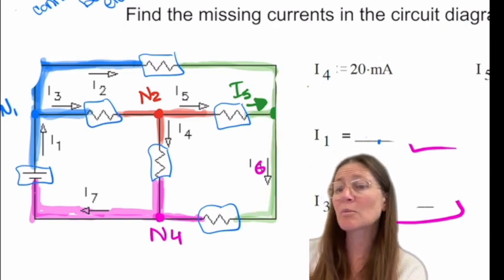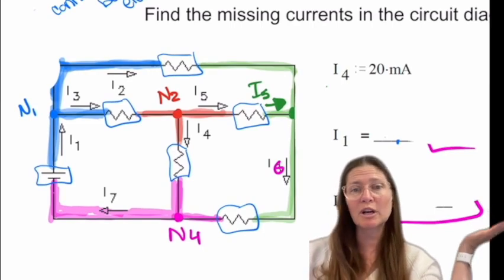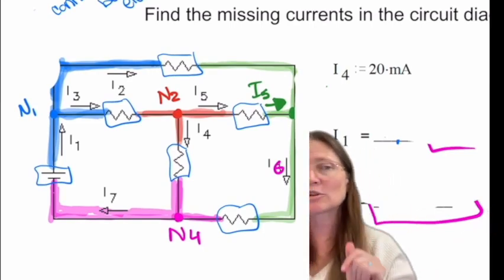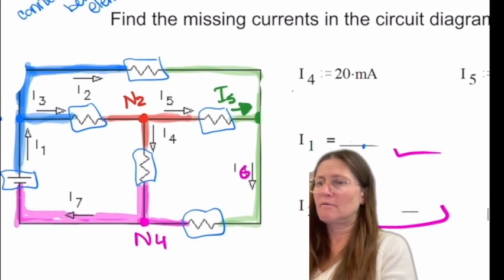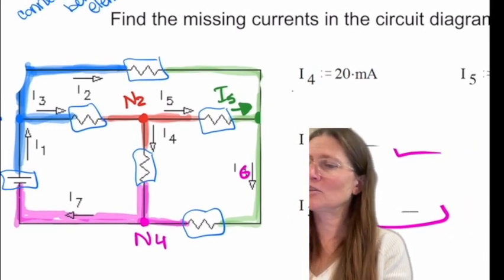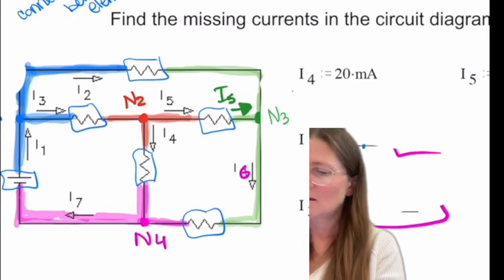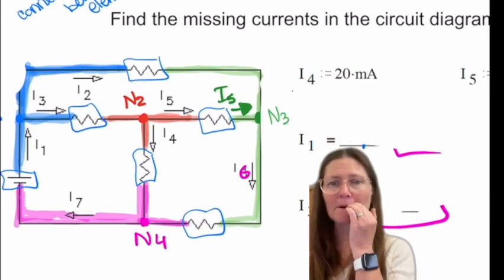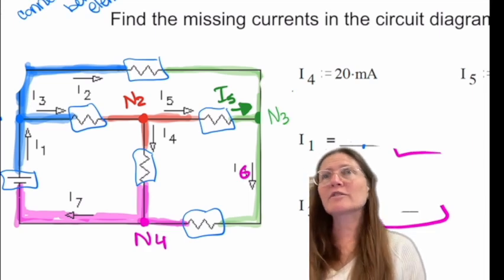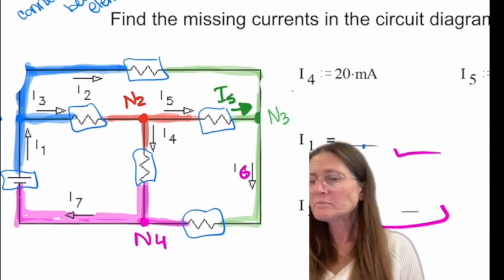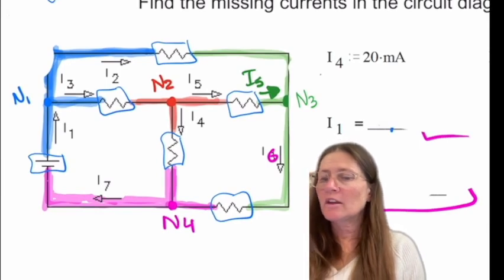So doing that with each. And then you can label the nodes. So I labeled the blue one node 1, the red one node 2. I erased the node 3. Green is node 3. And the bottom pink would be node 4. So this one has 4 nodes.